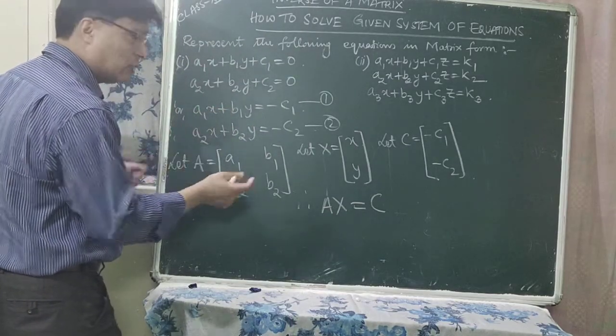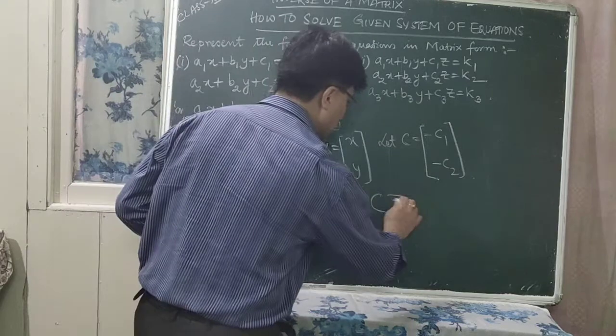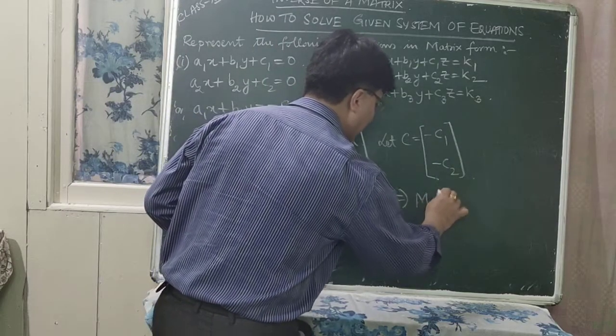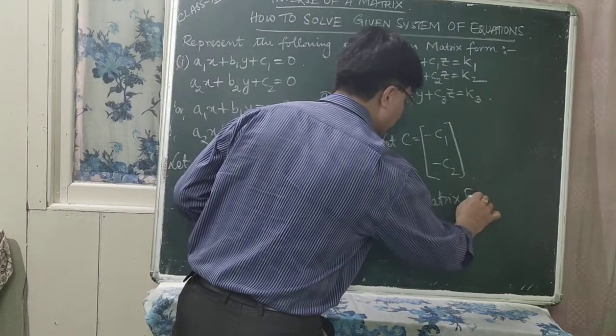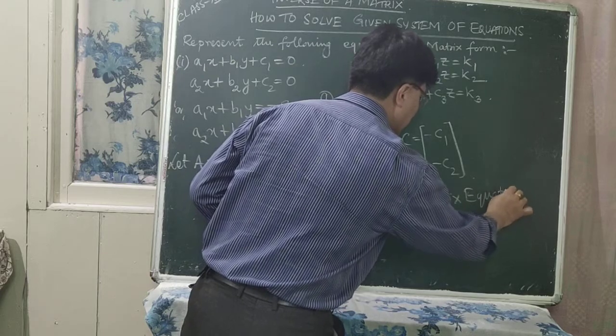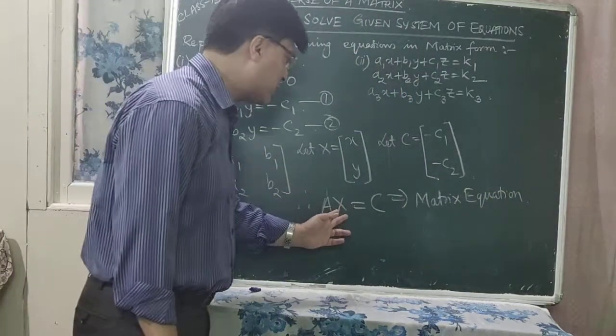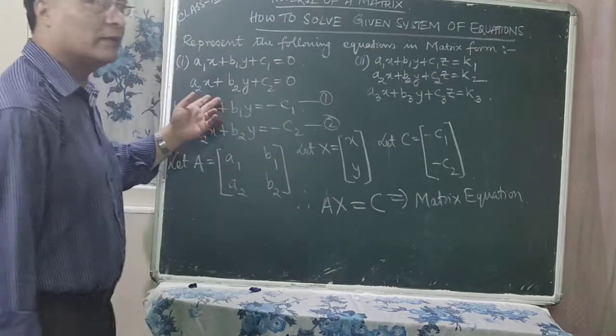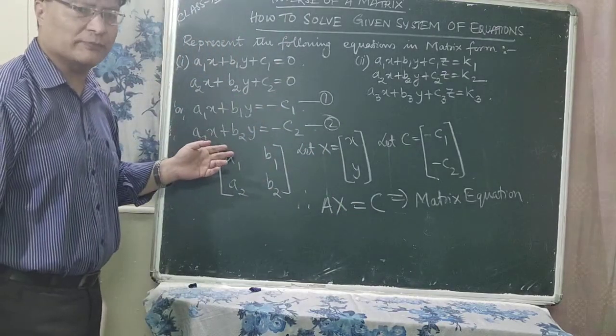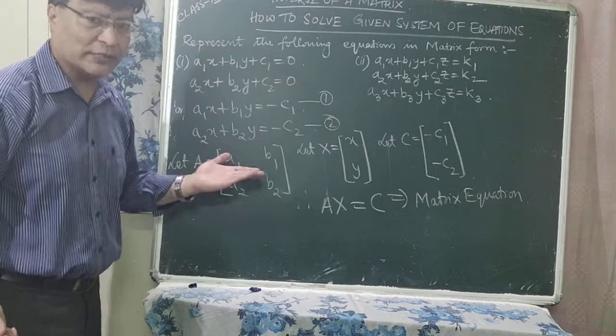So this is the matrix equation. This is known as the matrix equation. Again, you can change this matrix equation to this given system of equations. So whether it is correct or wrong, you can check it.